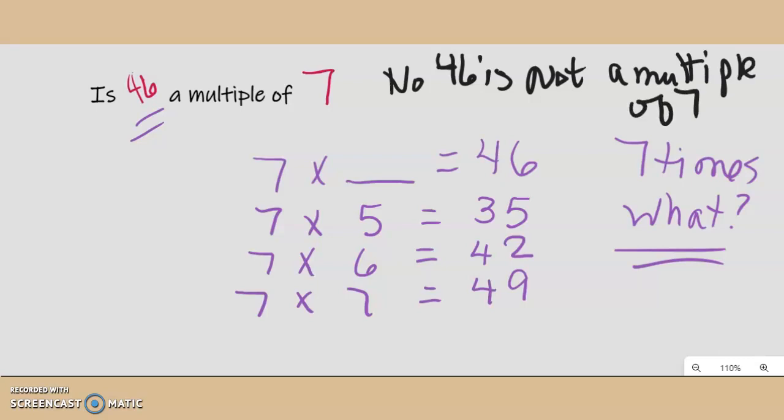Okay? So that's how you basically find multiples: you take the number that you're given, the multiple of 7, and try multiplying it times a number to see if you ever hit 46. Be very strategic. Try to get a multiplication fact close to it.